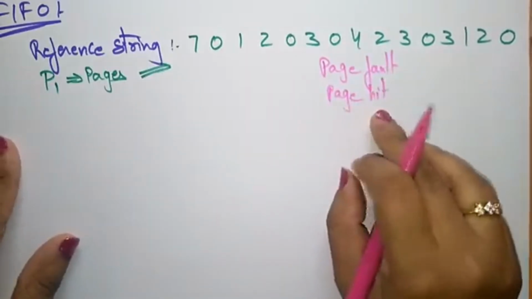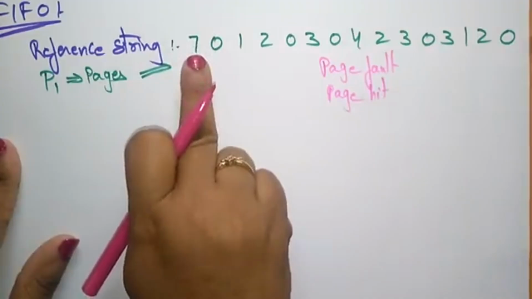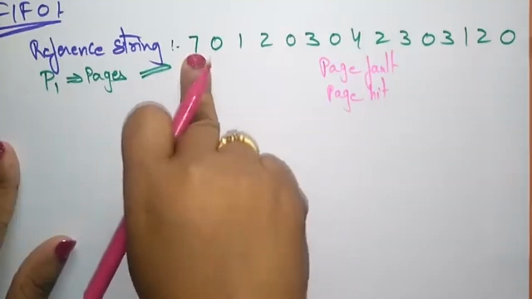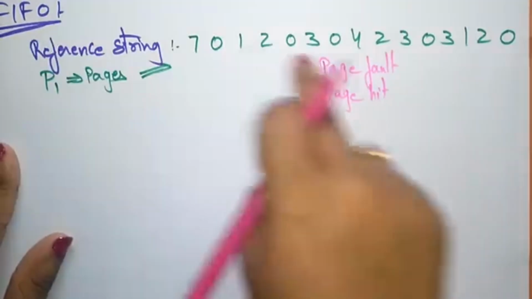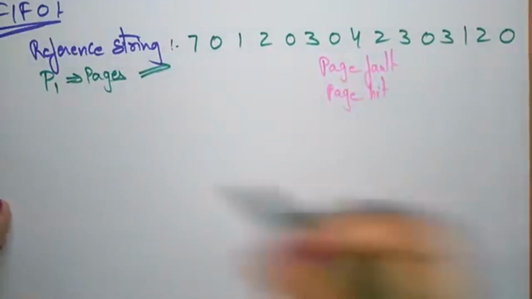So page hit means whatever page is demanded by the CPU, if that page is present in the main memory, you call it a page hit. If the page is not present in the main memory, you call it a page fault. So let me explain that.